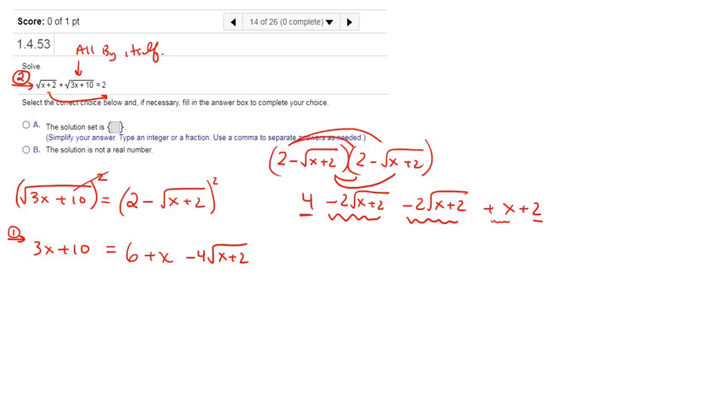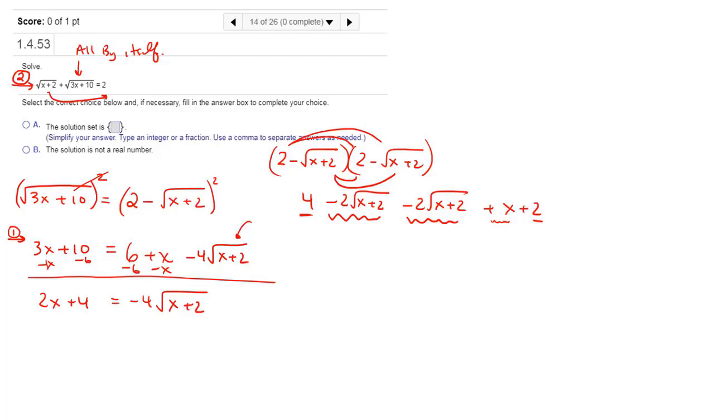So we're going to have to get this guy by itself as much as we can, and then do the same process again, which is square it. So let's go for it here. Subtract 6 here. Subtract x here. So 3 minus 1 is a 2. 10 minus 6 is 4. I got a negative 4 over here and an x plus 2. Alright, that's about as close as we can get it.